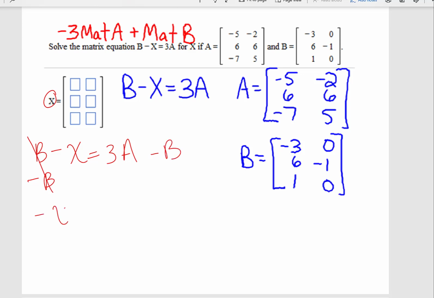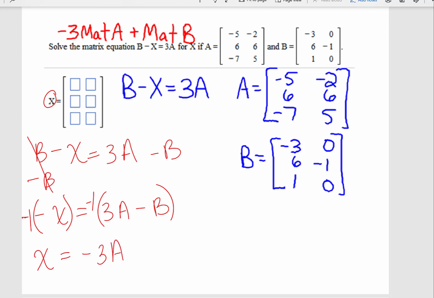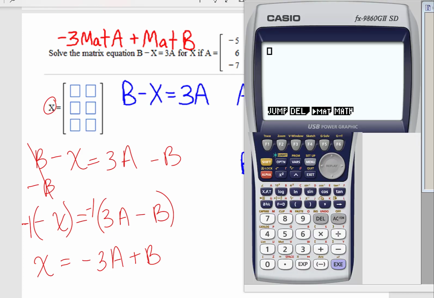I have negative X equals 3A minus B. I can multiply by -1. Do that on the other side. And I get X equals -3 times matrix A plus matrix B. Okay? All right, so let's go ahead and do this in our calculator.